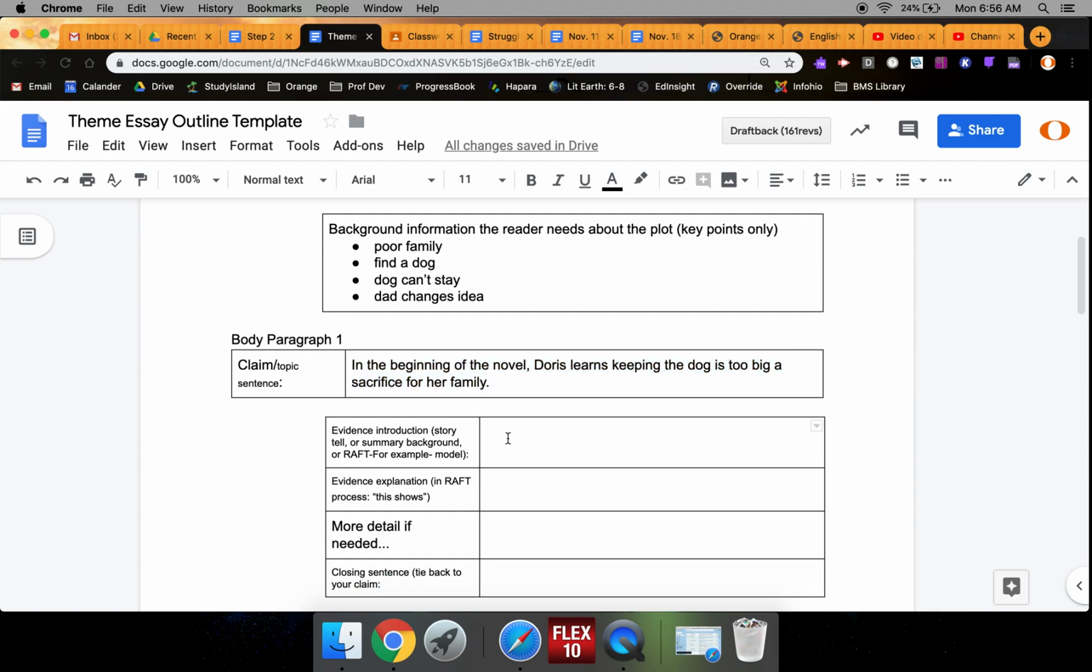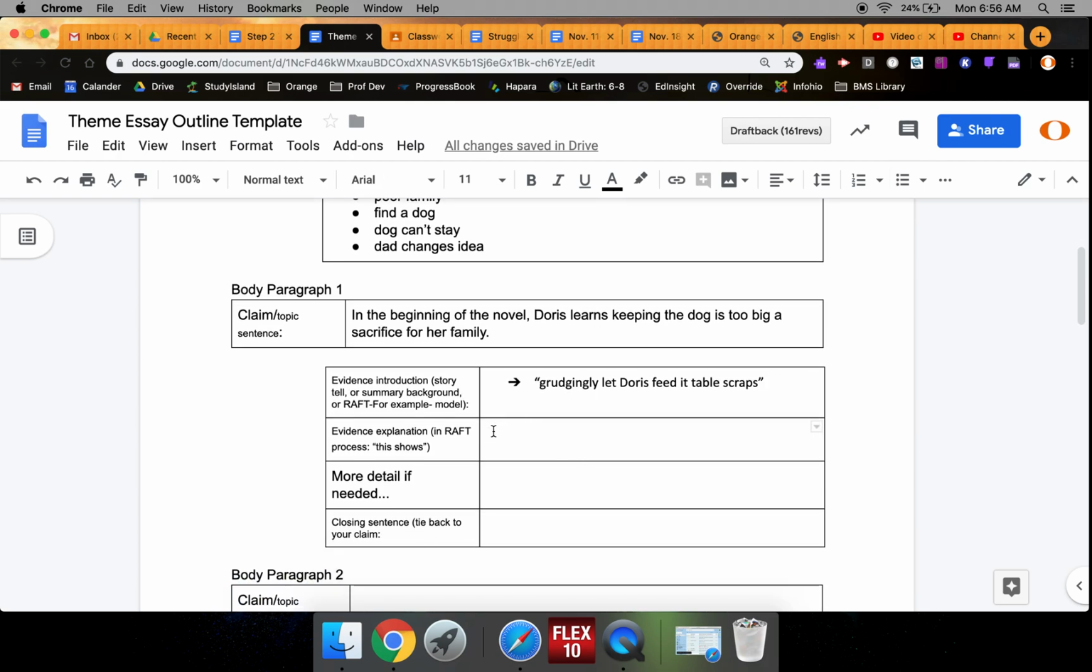So when I write, I'm going to have a full sentence, but this says evidence, introduction, story tell, summary. Right now, we're just going to do the raft example model where it's actually a quote. So I'm going to put my quote in here. This sentence, when I write, is going to include this piece of evidence, just like raft, for example, and then I'm going to build that sentence, but I'm not there yet.